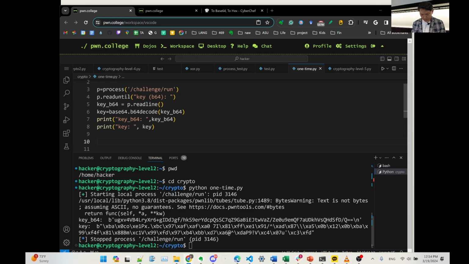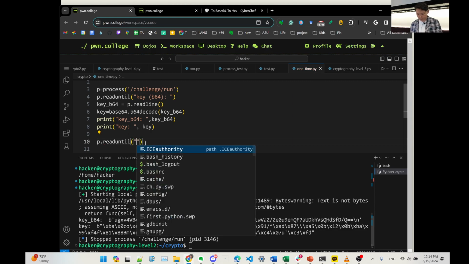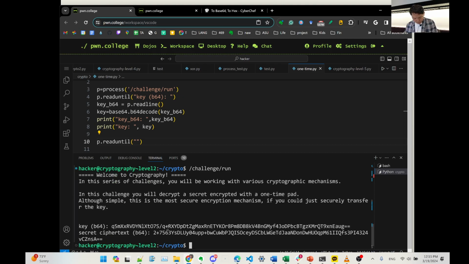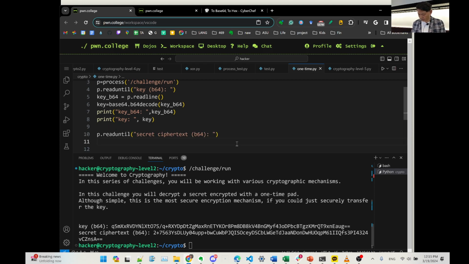We can read, so read until. We can also put some conditions that are going to be the questions. So what is that? Challenge run. So the second input is going to be this question, right? This sentence. So we can put this here, okay, and then read it as a ciphertext.